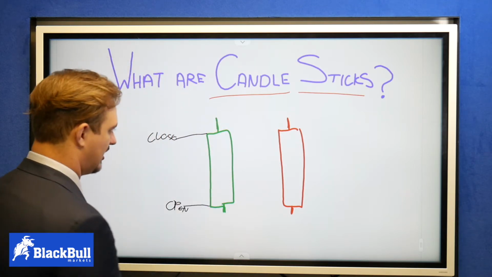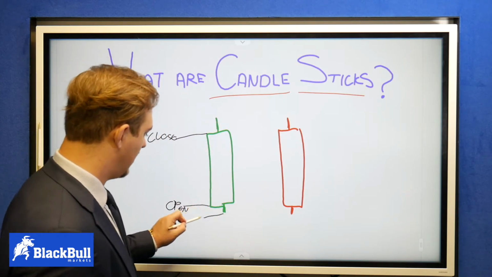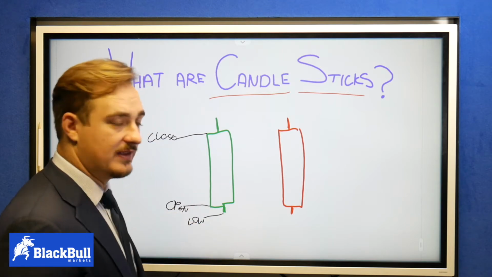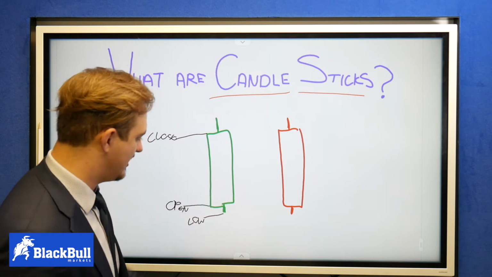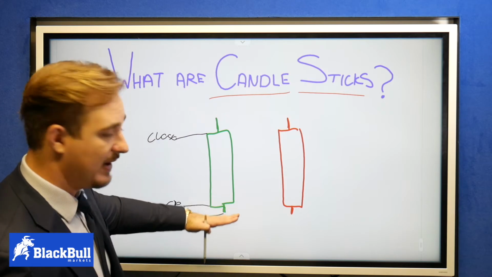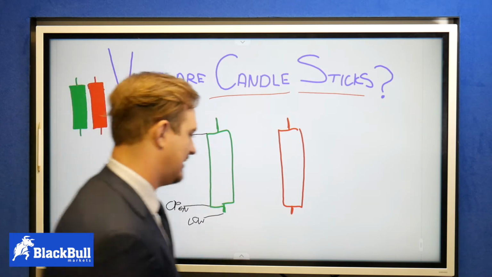Now we have these wicks to the bottom as well. What they mean is we have our low over here, so this is the low of that session. The market might open here, maybe push down a bit, and then continue higher, going back past that open. And here's a quick example to make it a bit easier.